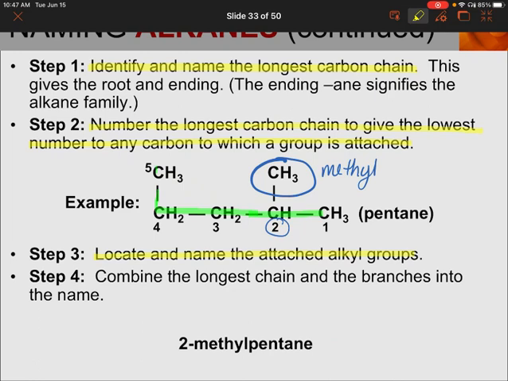And now we're just going to combine everything into the name. So we've got 2-methylpentane. So we're indicating the group that's attached, the methyl group, and it's on carbon 2, so we have 2-methyl. And our longest carbon chain was a chain of 5, so that would be pentane.